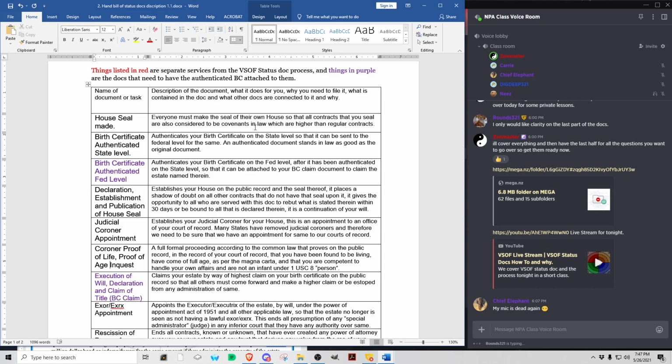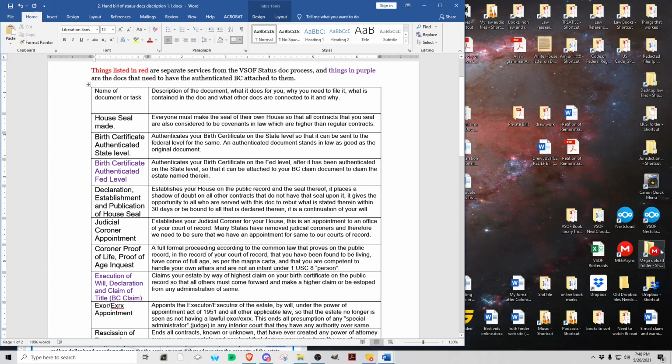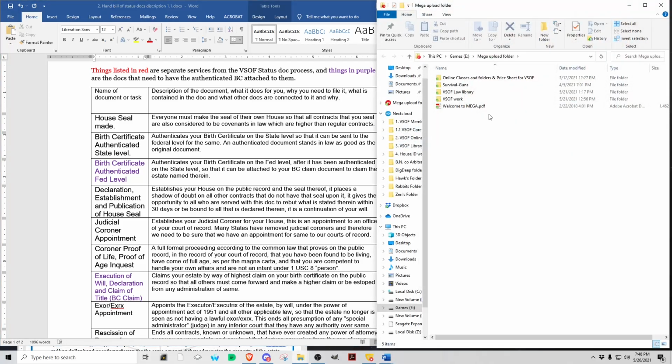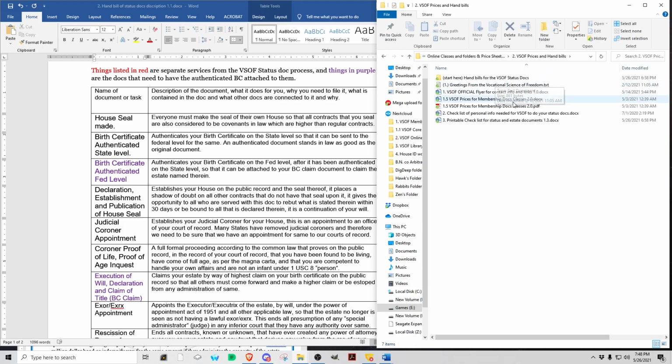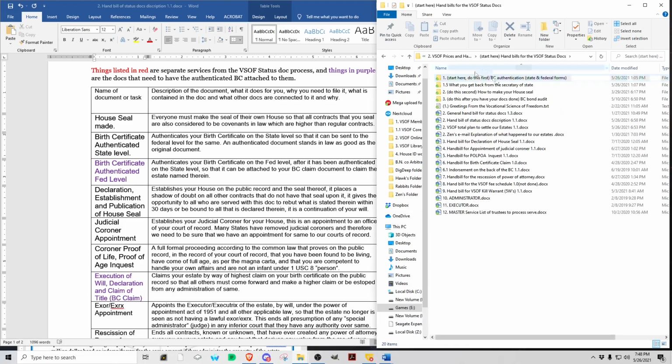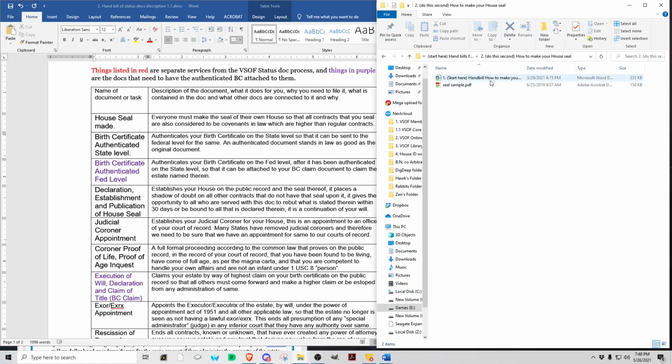By the way, how to make your seal, and all the rest of the stuff, is explained in the mega folder under VSOF prices and handbills. When you go into the handbill section, you go to the handbill of how to make your seal, which is in folder number 2, says do this second, how to make your house seal. You can read this handbill.